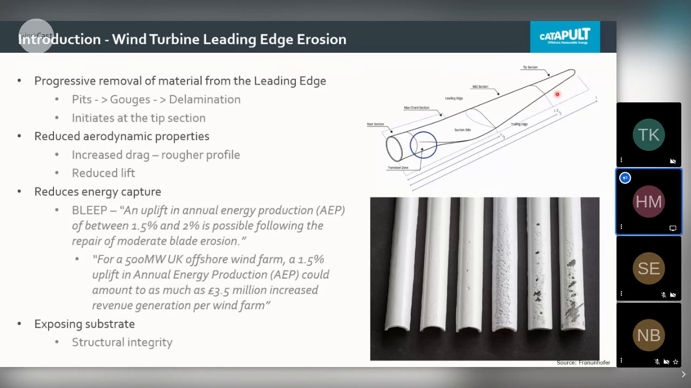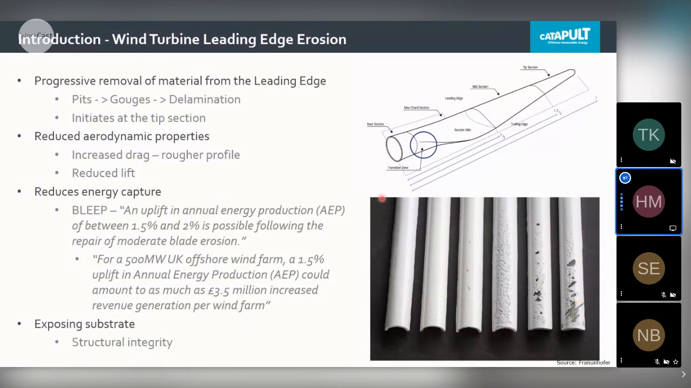And it's found close to the tip section of the wind turbine blade that progressive removal of material from this leading edge is experienced. What starts off as small pits, in this example down below of some laboratory samples, gradually leads to larger gouges and larger areas of surface removal. And this propagates through to the lower surfaces of the coatings, right through to the composite substrate, exposing the matrix and fibers there that are more crucial for the structural integrity of the blade.